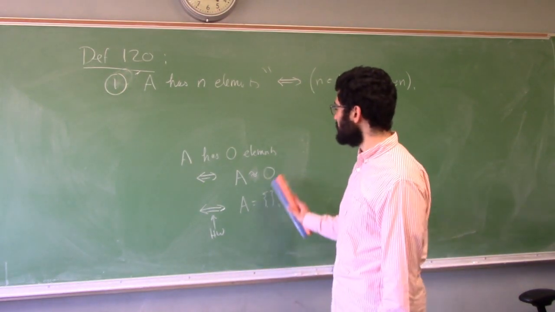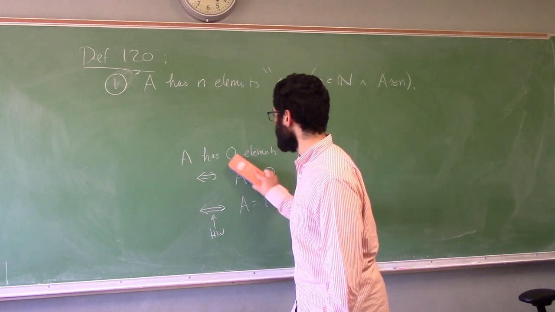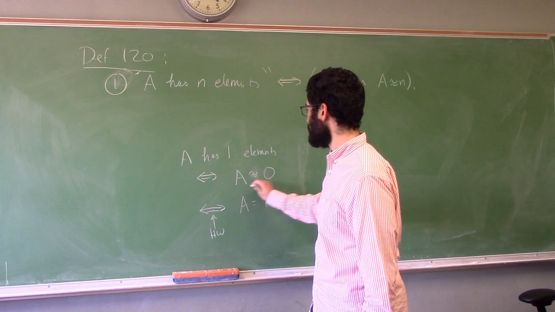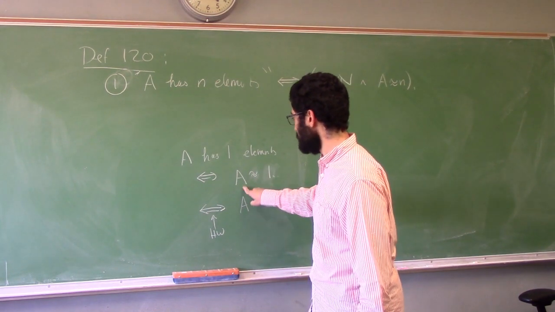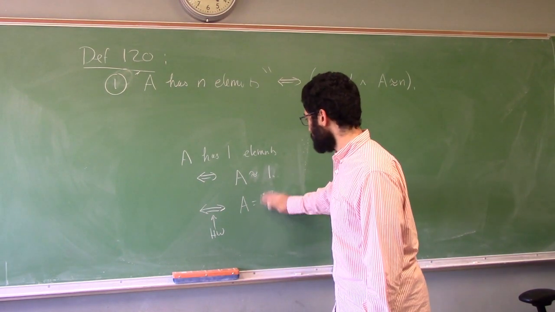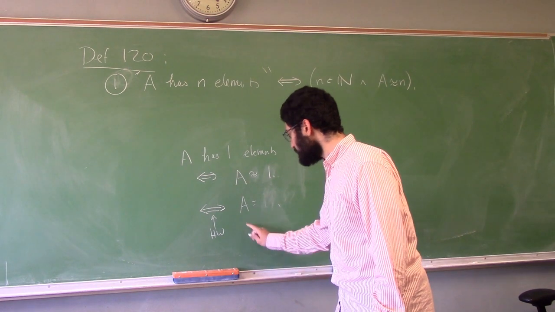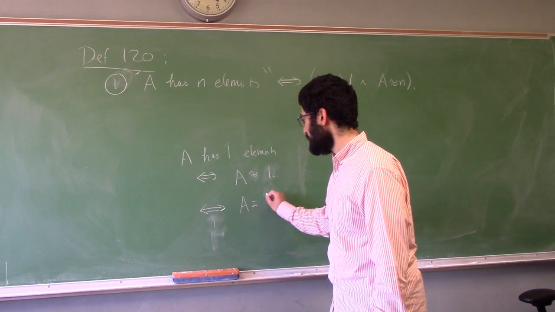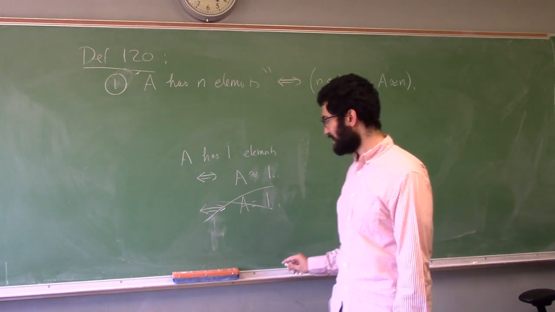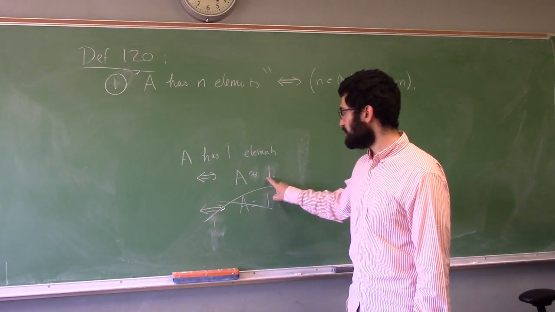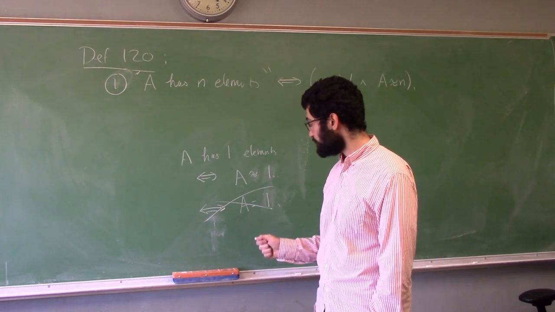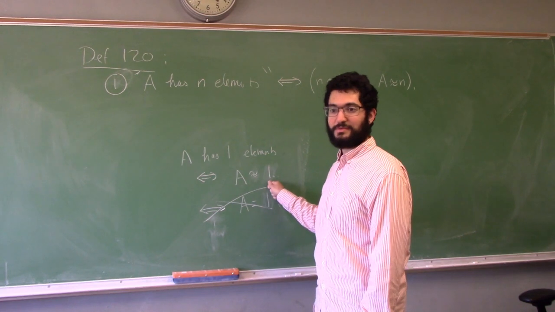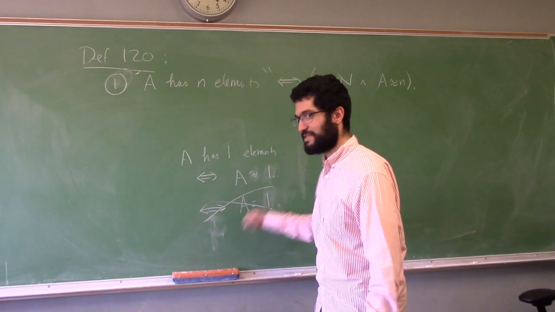All right, just to keep trying things, what about having 1 element? If you have 1 element, then that's just the same as saying that there exists a bijection between A and 1. Now, that's not the same as saying A equals 1. That's not the same thing. To say that there's a bijection between A and 1 is to say that there exists a function from A to 1 which is bijective.